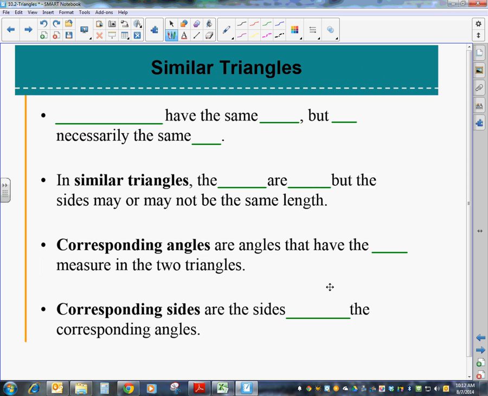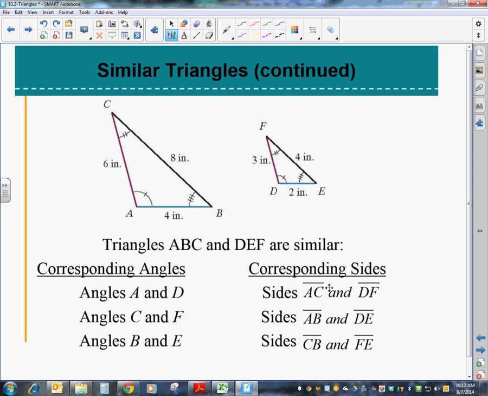Okay, we're also going to talk about similar triangles. So remember that similar shapes, similar figures, have the same shape, but not necessarily the same size. In similar triangles, the angles are always equal, but the sides may or may not be the same length. Corresponding angles are angles that have the same measures in the two triangles, and corresponding sides are the sides opposite the corresponding angles. So here's a picture of similar triangles.